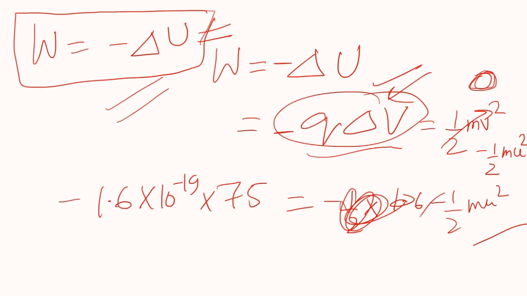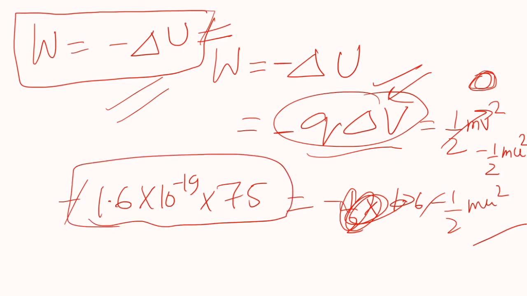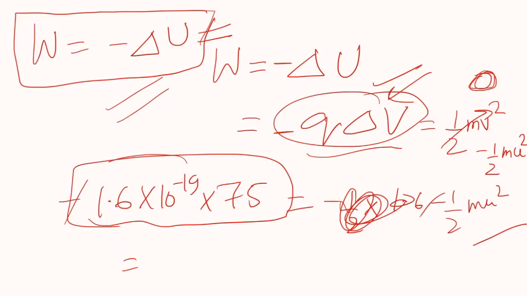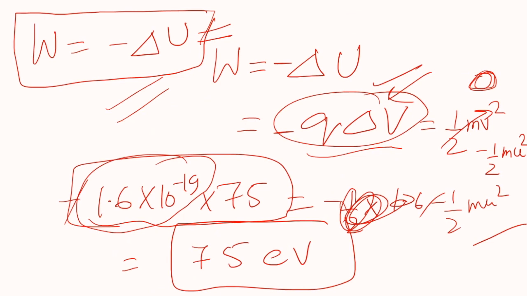Minus minus gets cancelled, and half mv square becomes this. When you solve this, we have to find it in electron volts. So this is nothing but electron volt, and the answer will be 75 electron volt. So the initial kinetic energy required such that it barely reaches the positive plate is 75 electron volt.